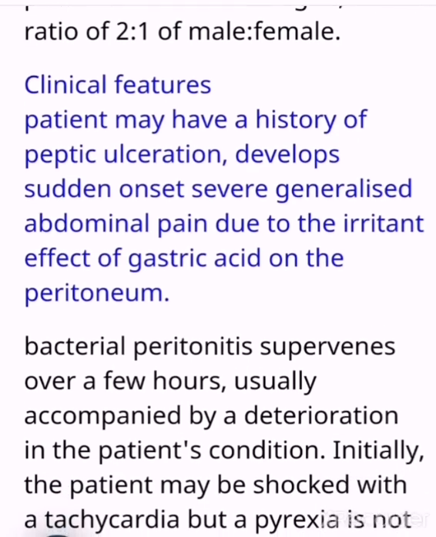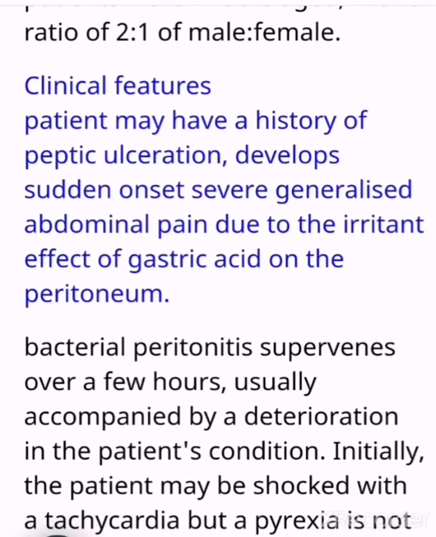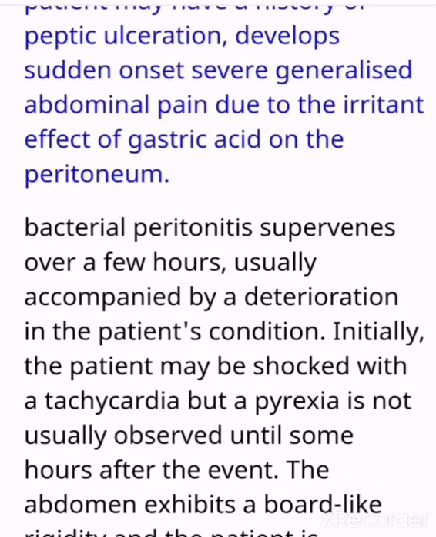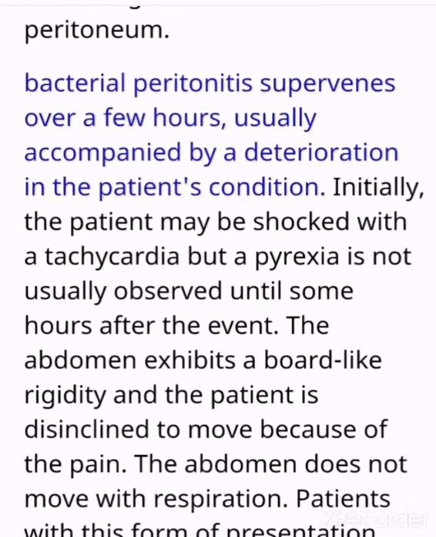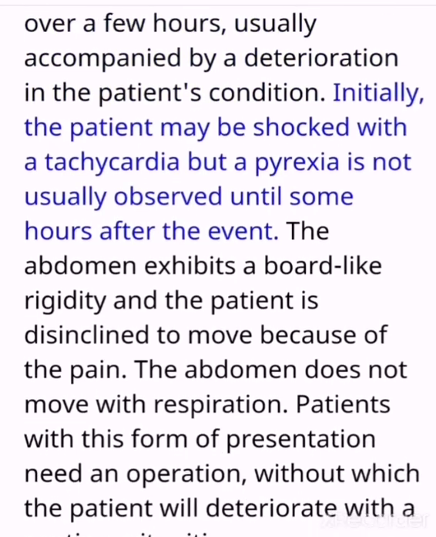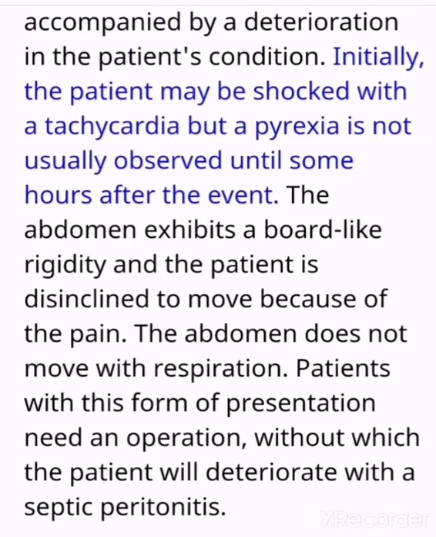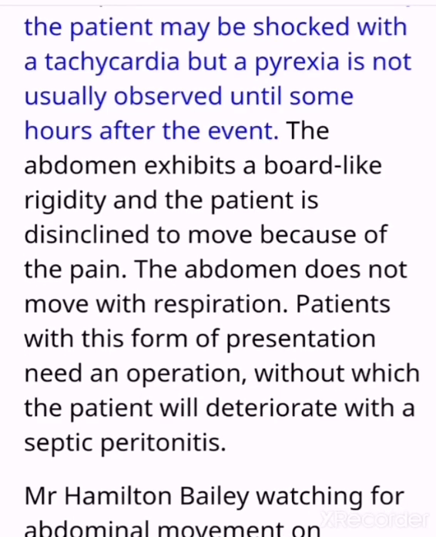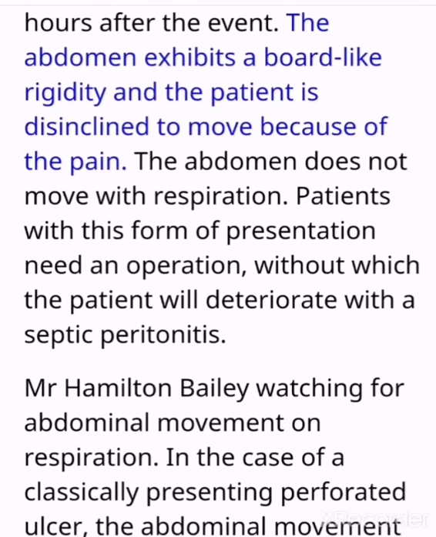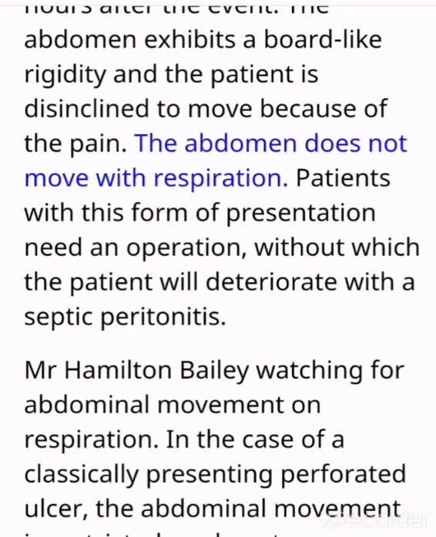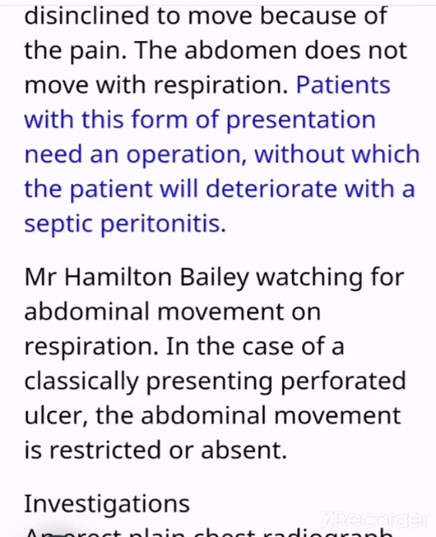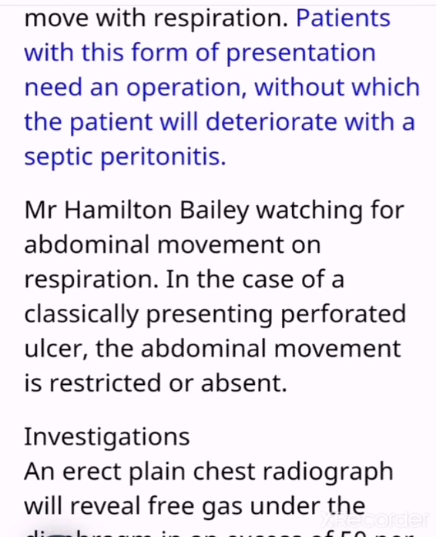Clinical features: the patient may have a history of peptic ulceration, and develops sudden onset severe generalized abdominal pain due to the irritant effect of gastric acid on the peritoneum. Bacterial peritonitis supervenes over a few hours, usually accompanied by a deterioration in the patient's condition. Initially, the patient may be shocked with a tachycardia, but apyrexia is not usually observed until some hours after the event. The abdomen exhibits a board-like rigidity and the patient is disinclined to move because of the pain. The abdomen does not move with respiration. Patients with this form of presentation need an operation, without which the patient will deteriorate with aseptic peritonitis.